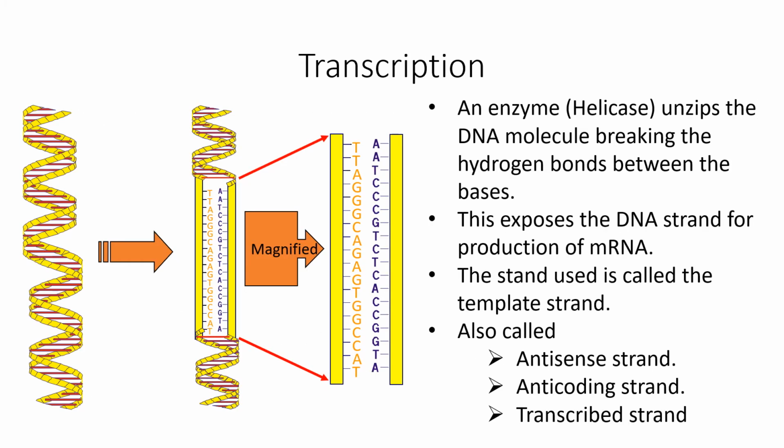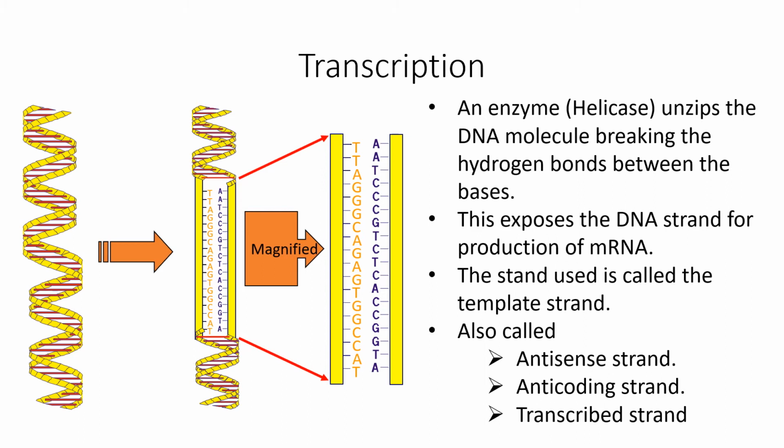So to the process of transcription. What we have in the image is a double-stranded DNA molecule, and we have to use an enzyme to unzip that double-stranded molecule of DNA. The enzyme we use is called helicase. What the helicase does is it breaks the hydrogen bonds between each of the base pairs, and as a result it exposes a particular sequence of DNA, often a gene.